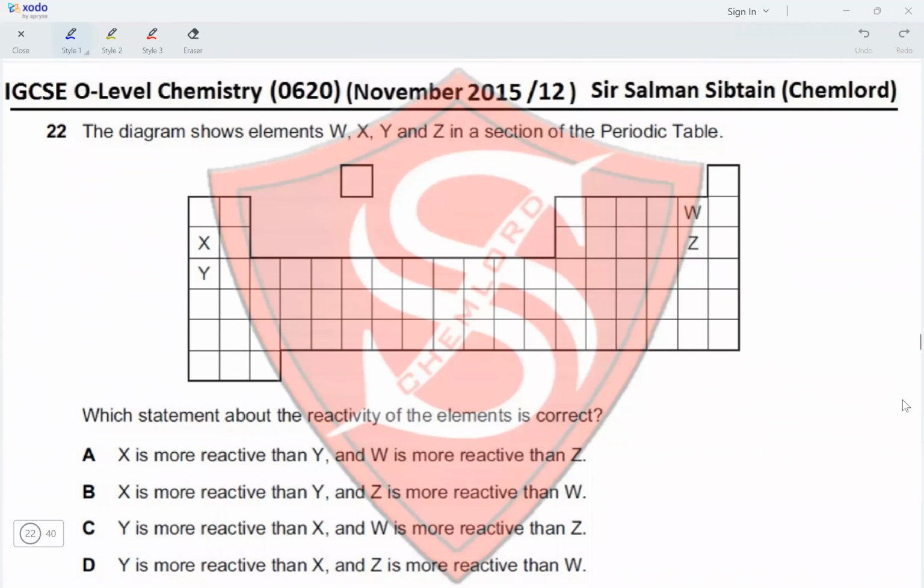Question 22. The diagram shows elements W, X, Y, and Z in a section of the periodic table. So X represents sodium, Y represents potassium, W represents fluorine, and Z represents chlorine. Which statement about the reactivity of the elements is correct? X is more reactive than Y. No, reactivity of group 1 elements increases down the group.